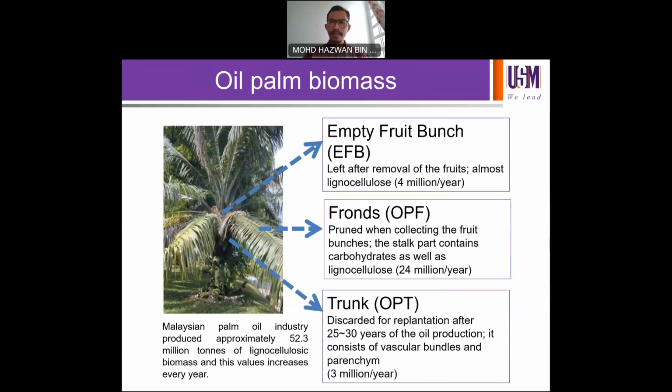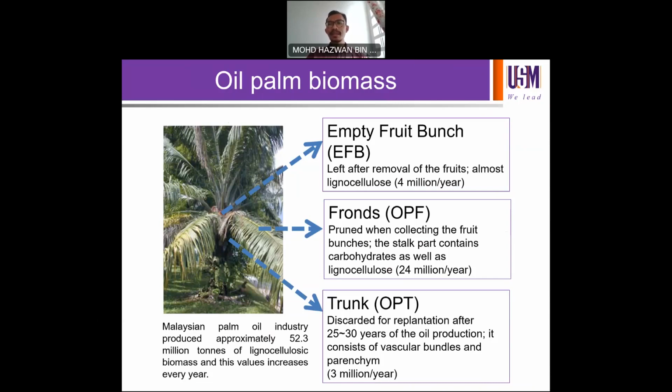And the work that we have done quite recently is more focused on the oil palm biomass. We know that Indonesia and Malaysia are the highest contributors of palm oil products. And for Malaysia alone, due to massive activities in the palm oil industries, it generates around 50 million tons of lignocellulosic biomass waste every year.